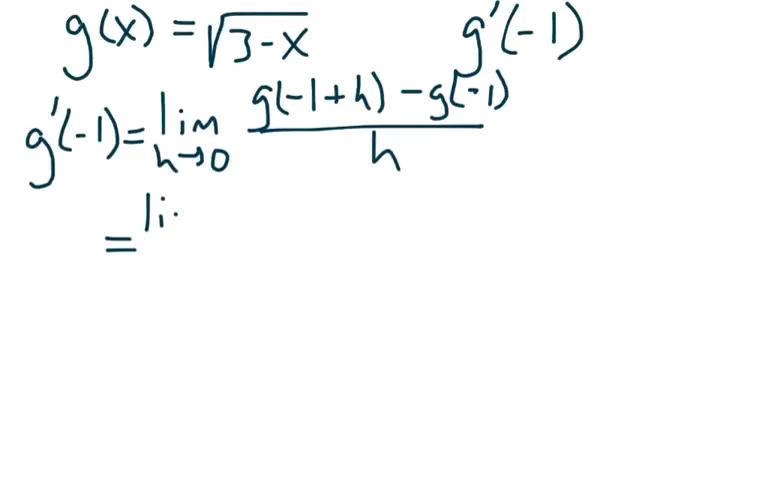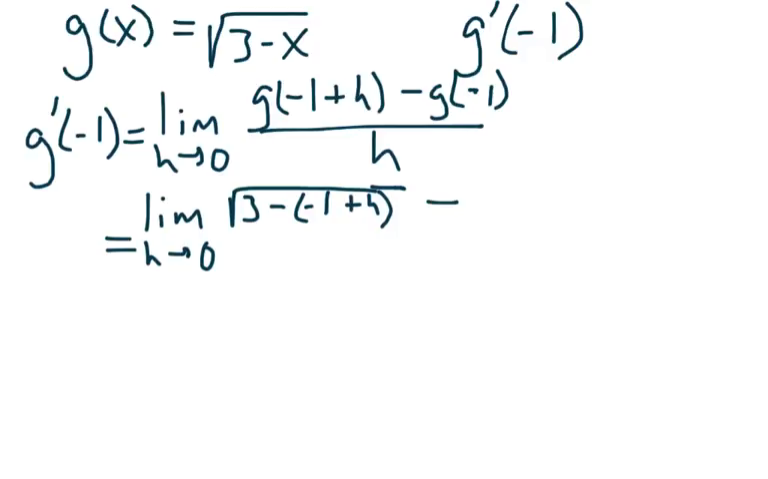which is the limit as h approaches 0 of, remember, we need to plug in minus 1 plus h in for x in parentheses. We get the square root of 3 minus 1 plus h. Close the parentheses. Let's make sure our square root covers everything. Minus g of minus 1 is the square root of 3 minus 1, which is the square root of 4. We'll replace that with a 2 in the next step, all over h.